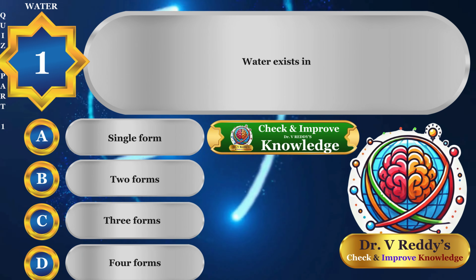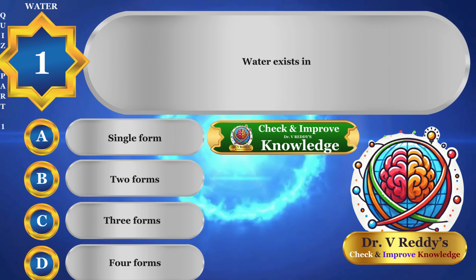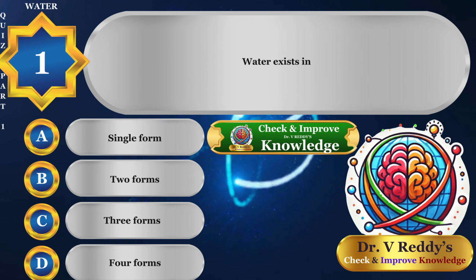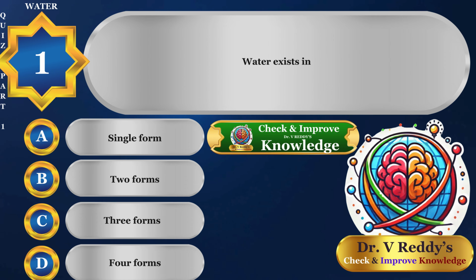1. Water exists in A. Single form, B. 2 forms, C. 3 forms, D. 4 forms.